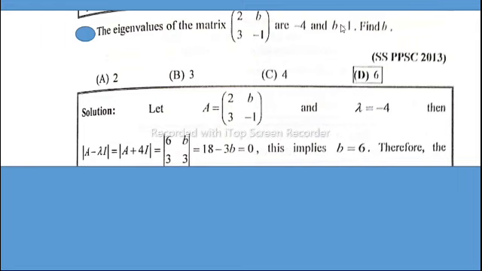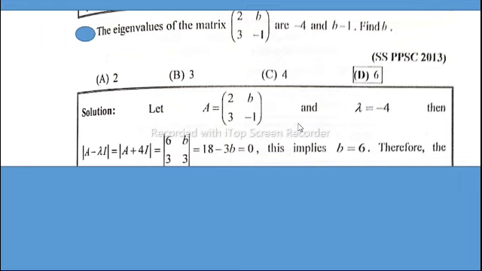In this lecture, I will solve the SPSC 2013 MCQ: the eigenvalues of the matrix [2, b; 3, -1] are -1 or -4 and b is equal to 1. Find b. Solution: first of all, let's suppose A is equal to [2, b; 3, -1] and lambda is equal to -1.